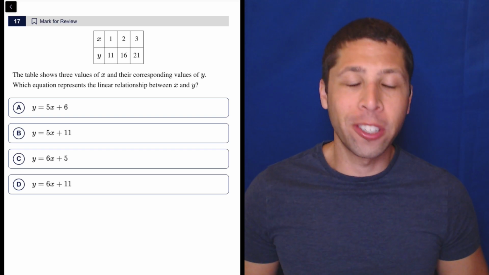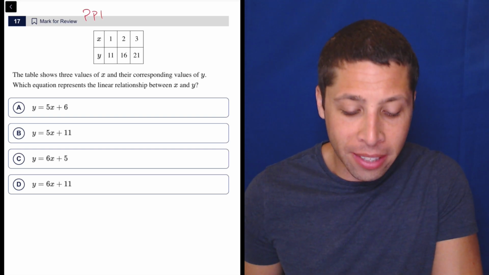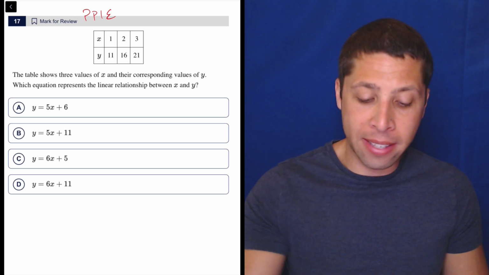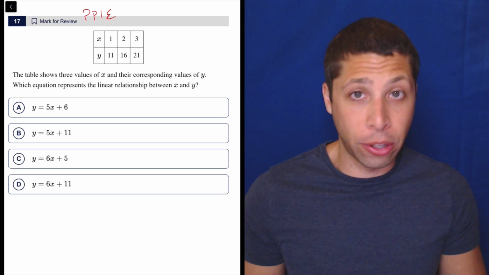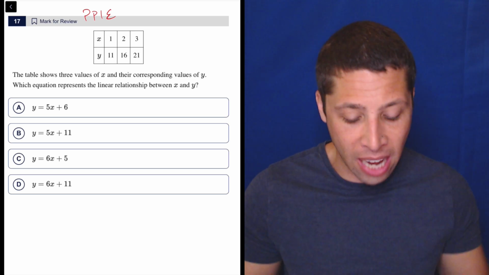As soon as I see this question, it is very obvious to me that I'm going to be using my favorite strategy, plug points into equations. Now I know that because they literally tell me that the table is values of x and y that fit with one of these equations below, right? They're not changing the equation in any way. Sometimes that twist does happen, but it's not happening here.